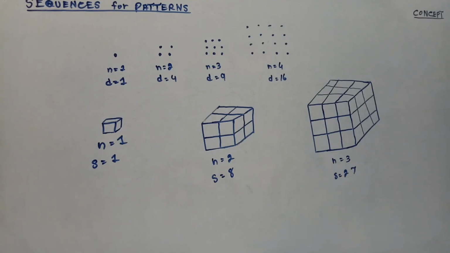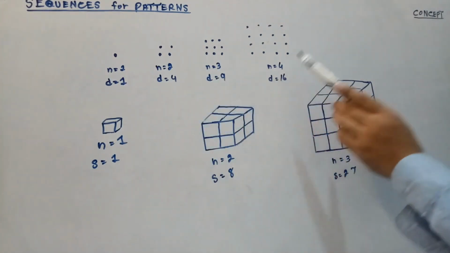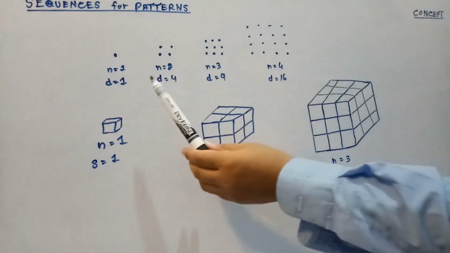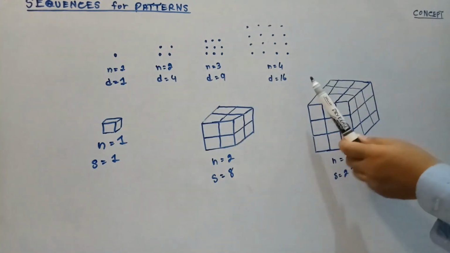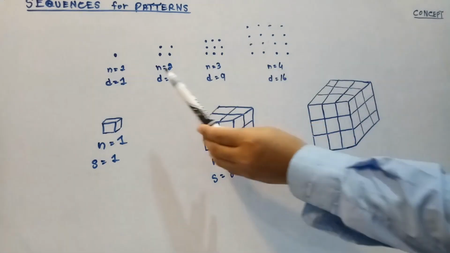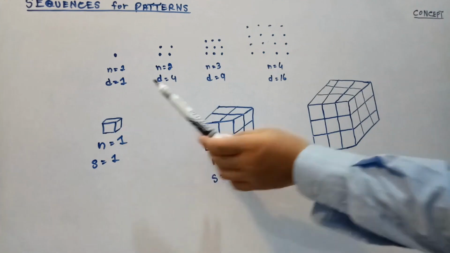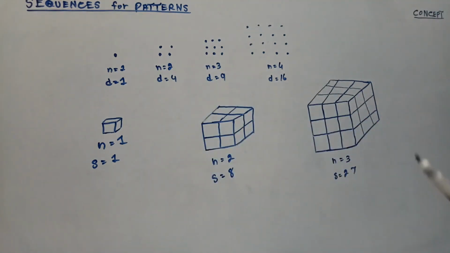We know that if you just observe the number of dots we have, we have 1, 4, 9 and 16. These are actually the squares of their patterns. For the first pattern, if we take the square of the first pattern, it will be 1, which is the number of dots we have.